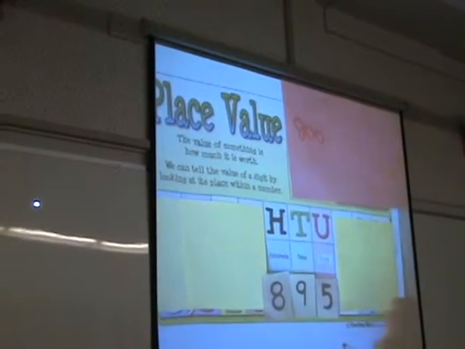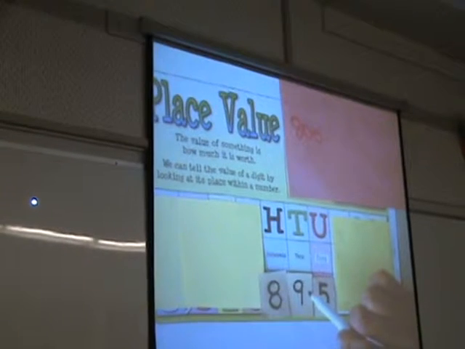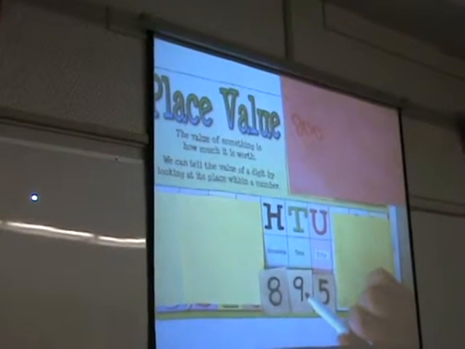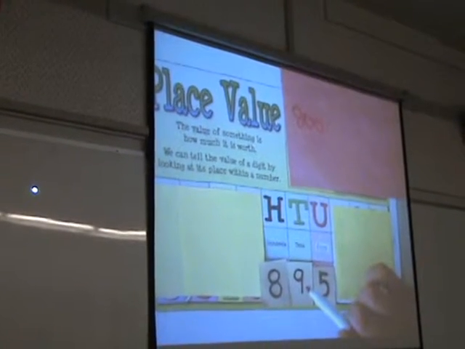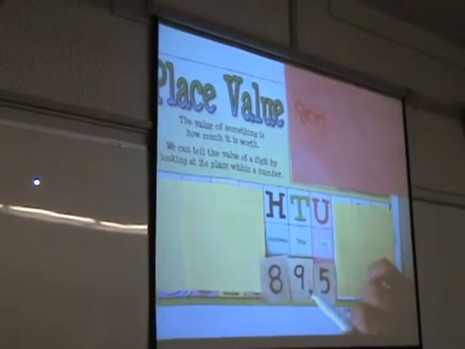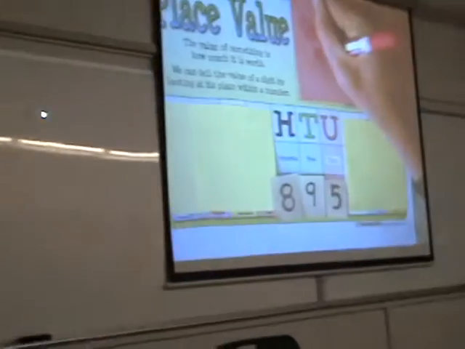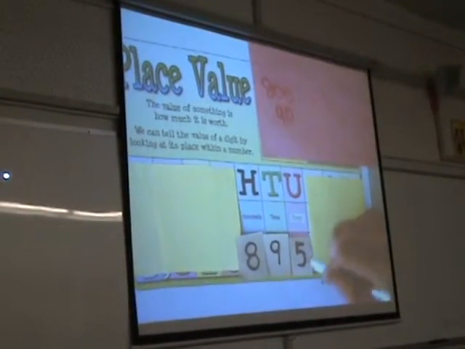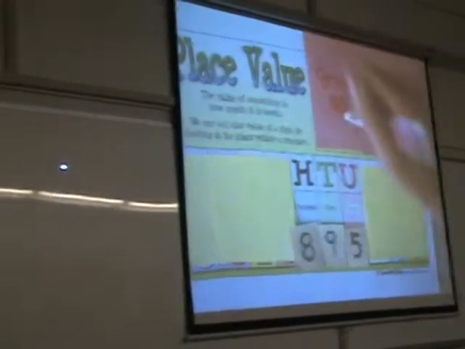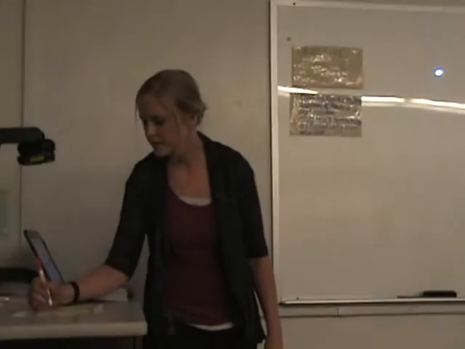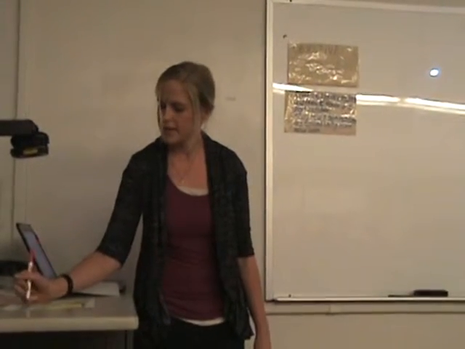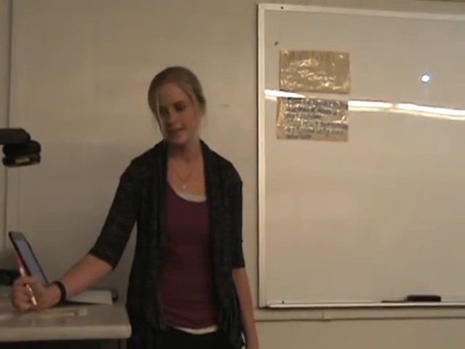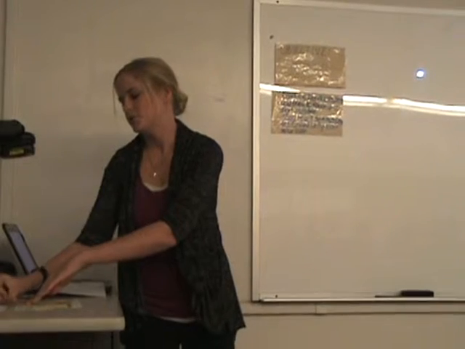Good. And then how many tens? 9. 9 groups of 10 is how many? 90. And you knew that by counting 10, 20, 30, 40, 50, all the way to 90, right? Okay, and then how many ones? 5 ones. Good. So we can break down 895 to 800, 90, and 5, right? Very cool.